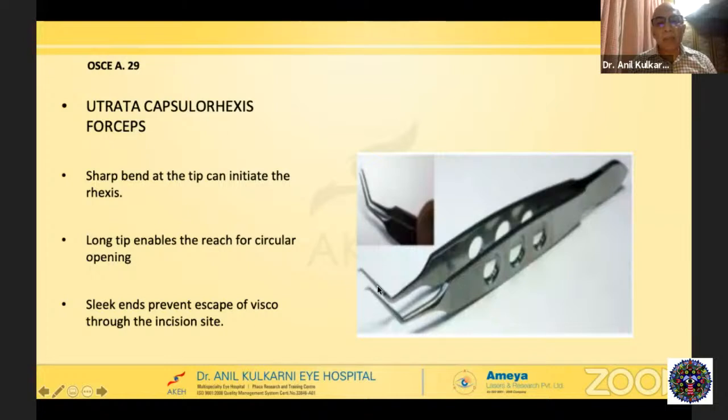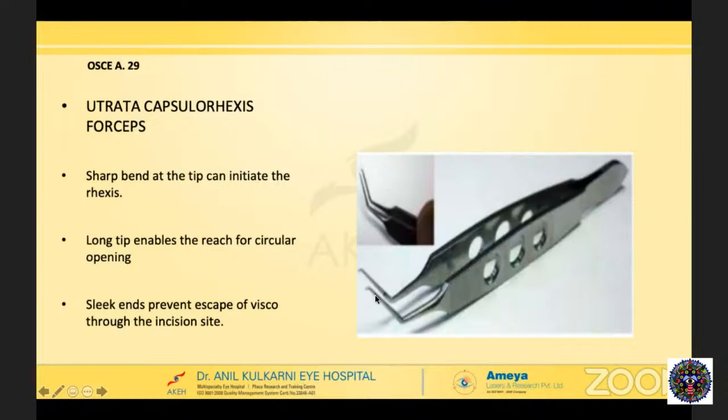The sleek end is such that when you are passing through the main incision, the escape of visco is to be avoided and the anterior chamber can be maintained. That's why you have these sleek ends.